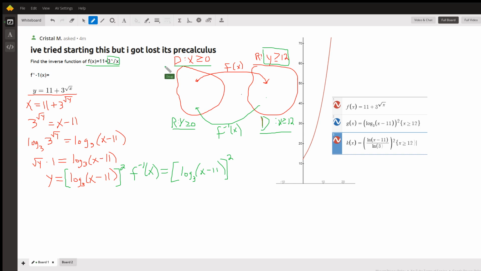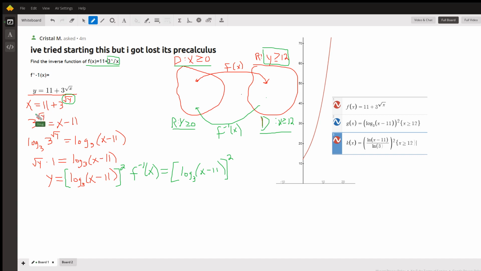So how do we find the inverse function? We interchange x and y. There we go. And then we want to isolate y. So we start by subtracting 11 from both sides, and we get 3 raised to the square root of y power equals x minus 11.